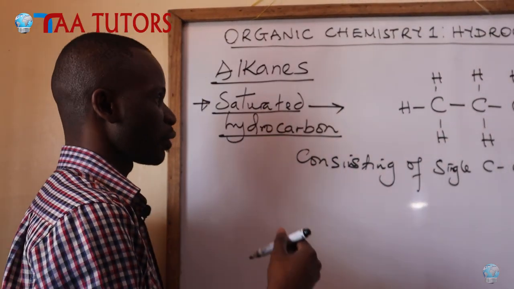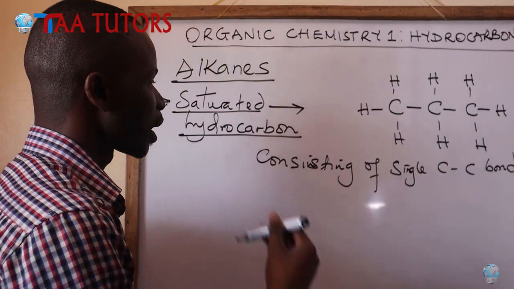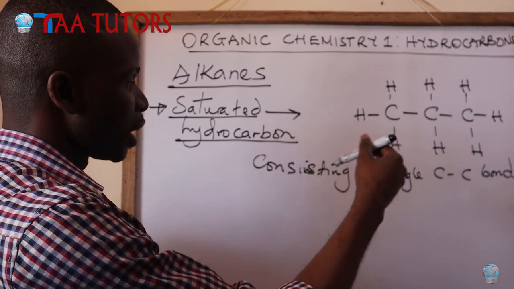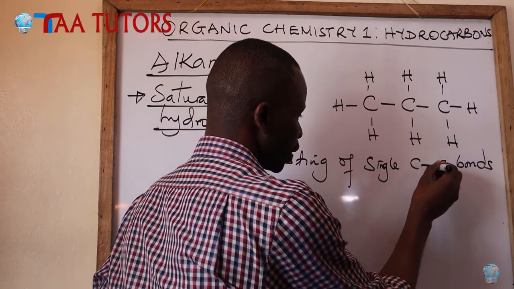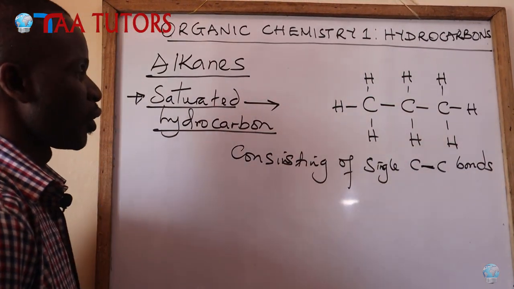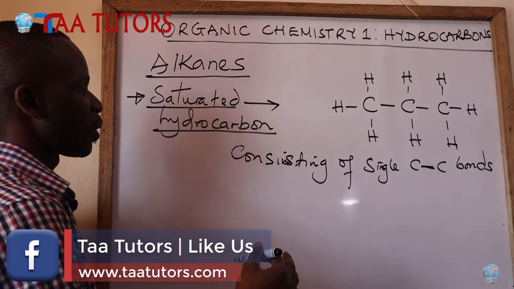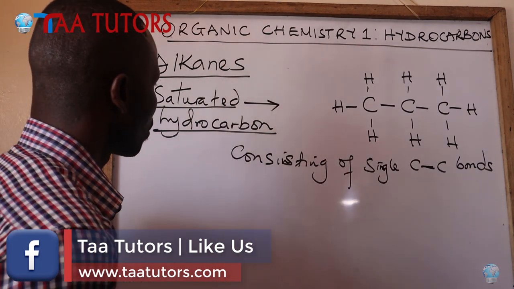But the shortest way of explaining what saturated is, is simply by saying it has single carbon-carbon bonds, or you can say single covalent or carbon-carbon covalent bonds, because this bond here is covalent. It has single carbon-carbon covalent bonds. But unsaturated means it has either double carbon-carbon bonds or triple carbon-carbon bonds.